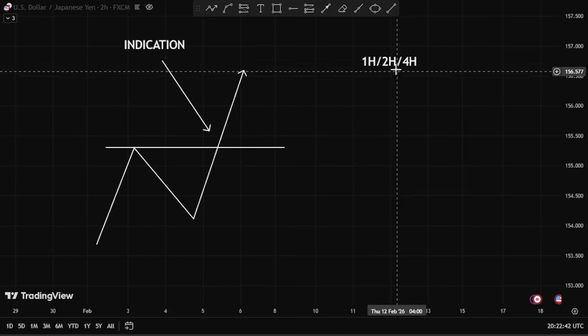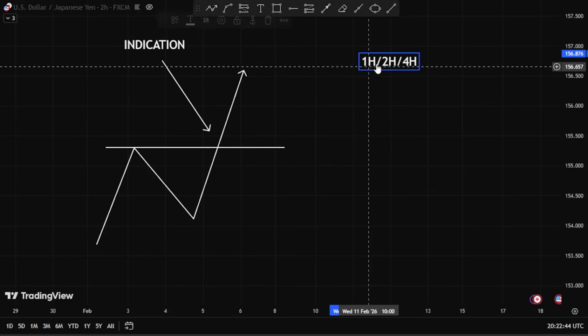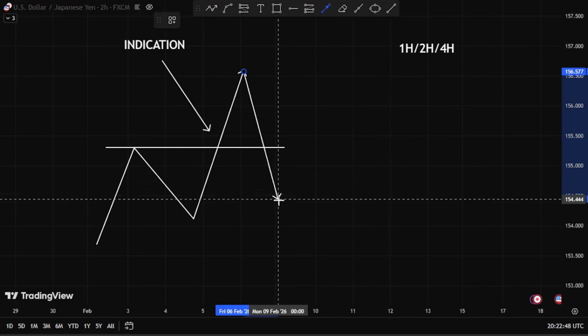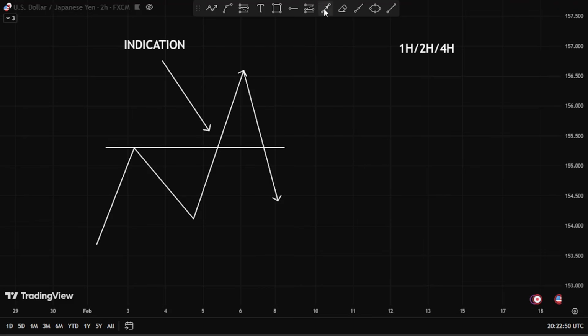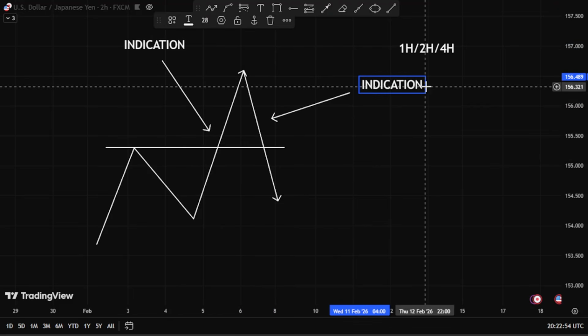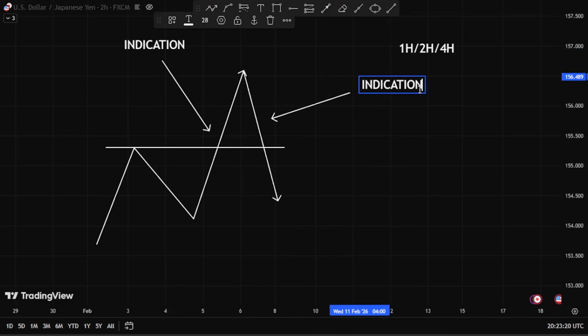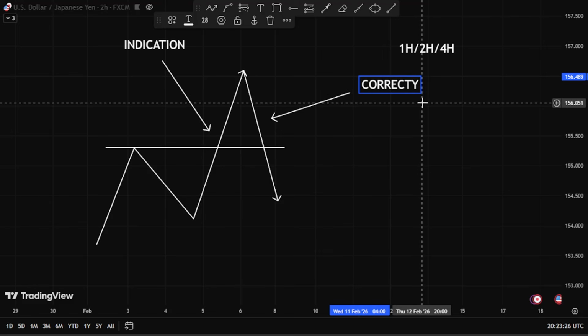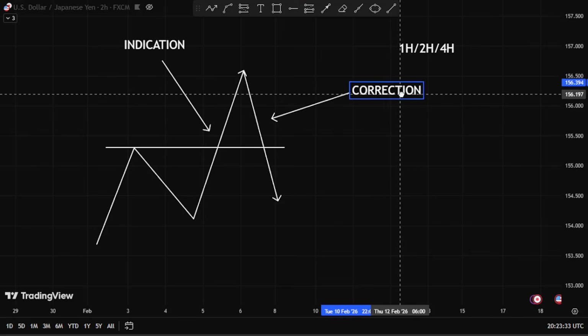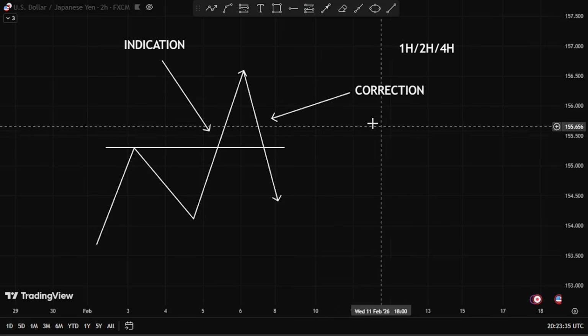Okay, so now you are looking at this indication on the higher time frame. So assume that this is the higher time frame. So this part of the movement is what we call the correction. So the correction here, this is what we are going to talk about today.